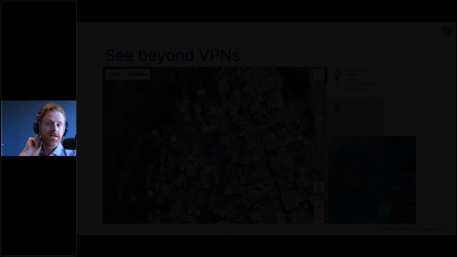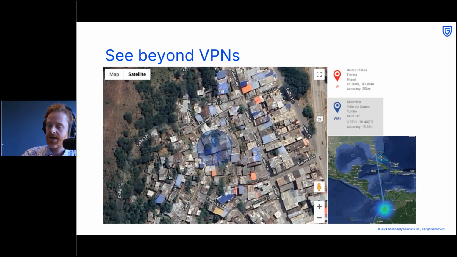That means that if someone is using a VPN, which you see on the screen is a real investigation, for example, the person appears, you can see the red thing here, based on their IP, to be in the United States, operating from Miami, Florida. That's what you would see if you're only basing your detection on the IP address being used.